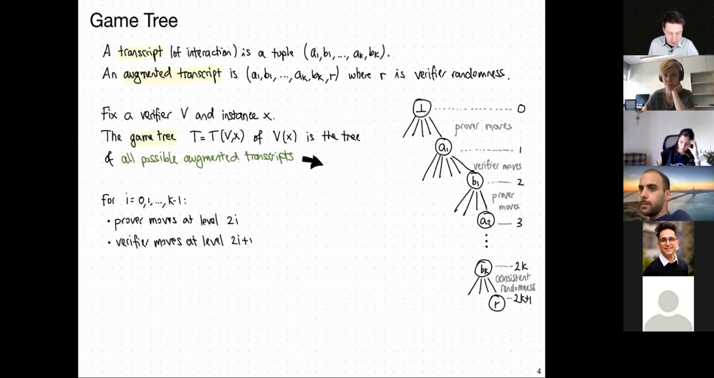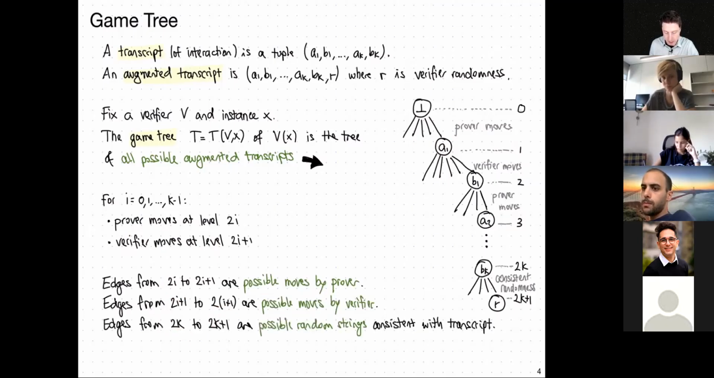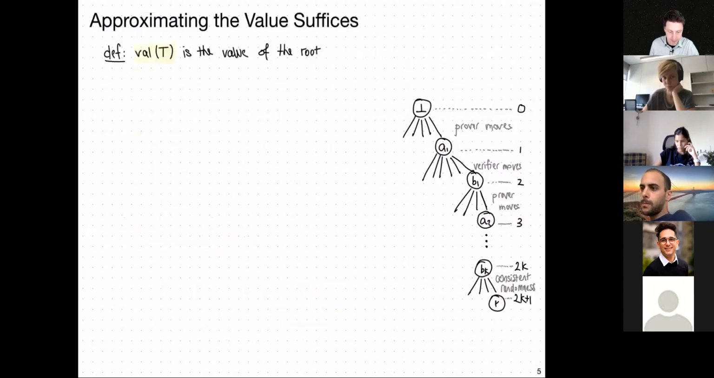Okay? So this means that the prover moves at level 2i, right? At level 0, at level 2, at level 4. And the verifier moves at level 2i plus 1, at odd levels. It moves at level 1, at level 3, and so on and so forth, right? And edges from an even level to an odd level are possible moves by the prover. And edges from an odd level to an even level are possible moves by the verifier. And the edges in the last layer are possible random strings consistent with the transcript. Okay?